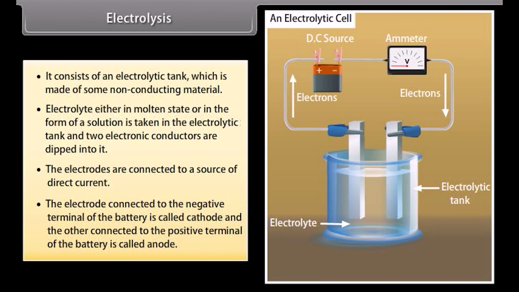The electrode connected to the negative terminal of the battery is called cathode, and the other connected to the positive terminal of the battery is called anode.